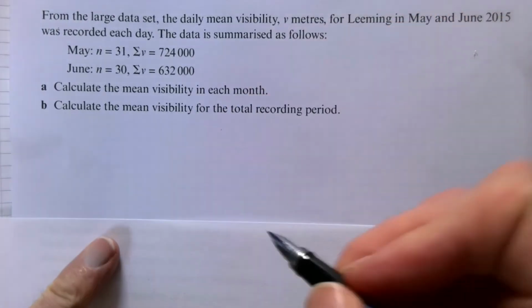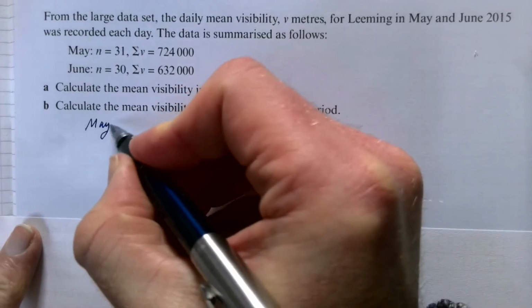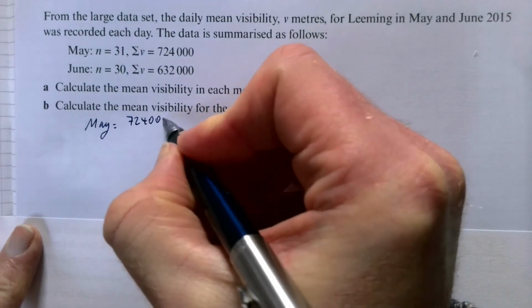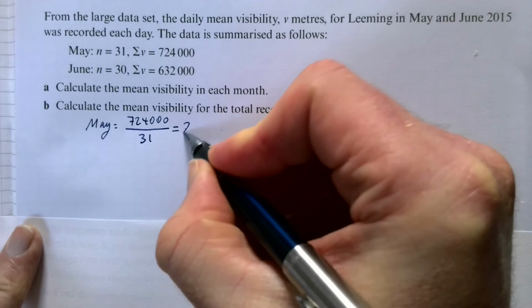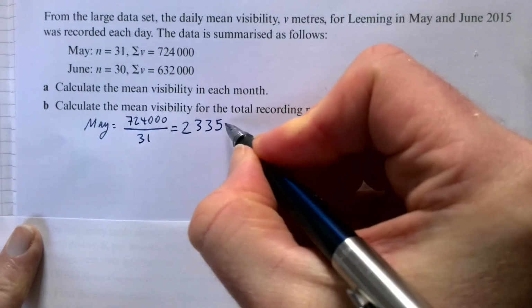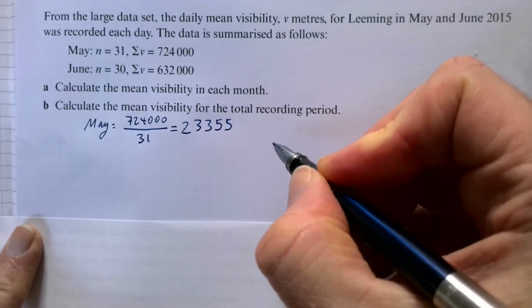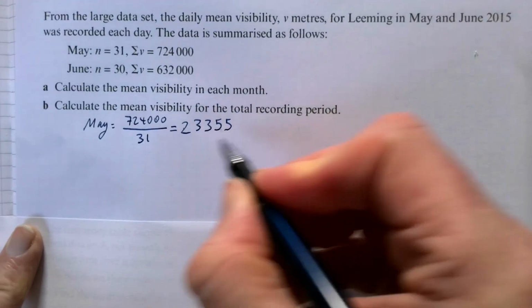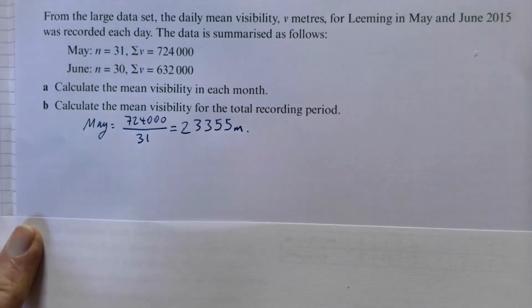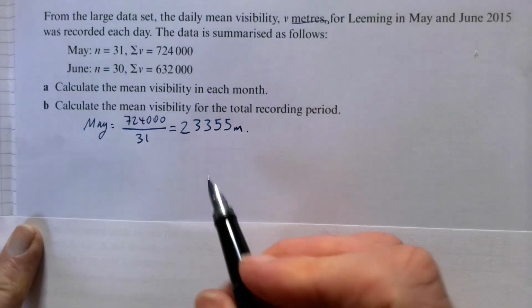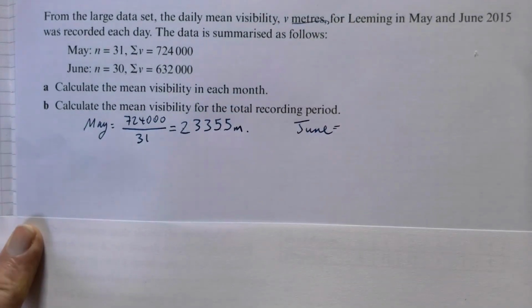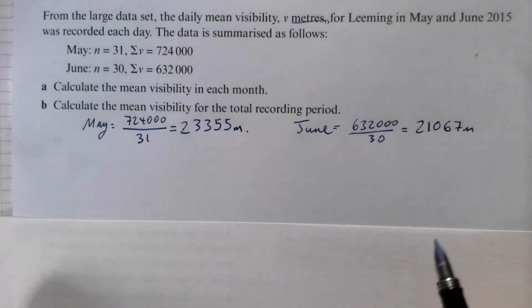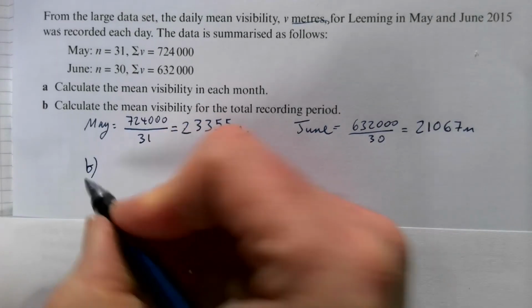So for the visibility for each month, for May you should just be doing your total amount, 724,000, divided by 31, and that should have given you 23,355 to the nearest whole number. I think it was 4.8 exactly, and that would be meters, wouldn't it, because it's in meters. So always make sure you put your units in. June, you should have 21,067 to the nearest meter.